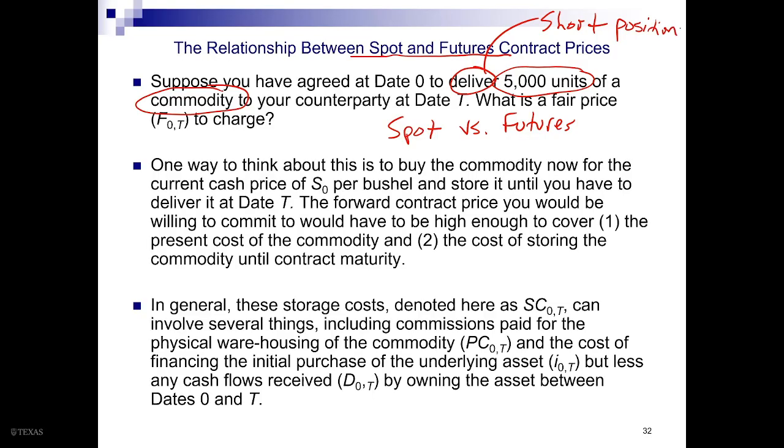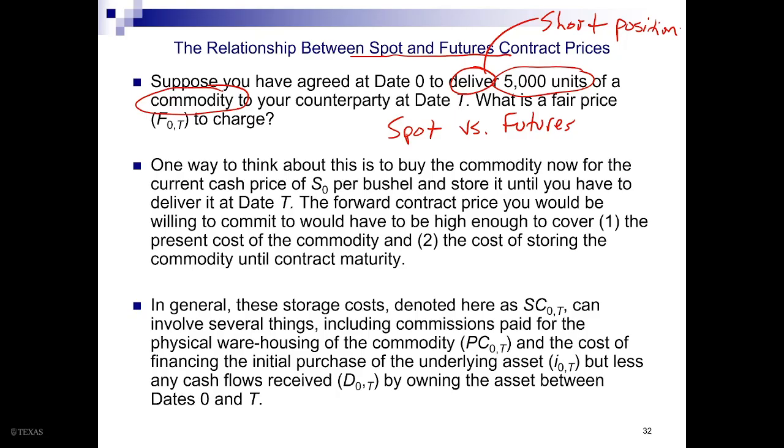So what should we charge? What should we lock in today as the price to sell corn 3 months from now, 5,000 units of it? And the way to think about it is as follows. We want to know that we'll have 5,000 units of corn 3 months from now to actually sell to satisfy the obligation of our futures position.